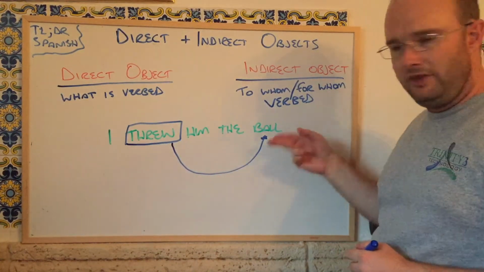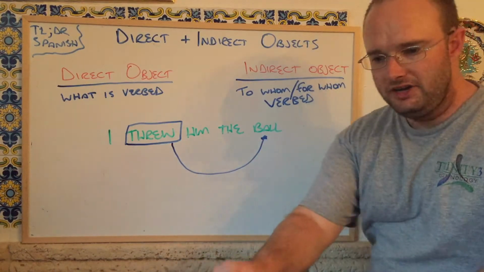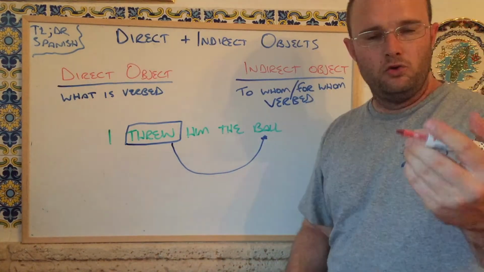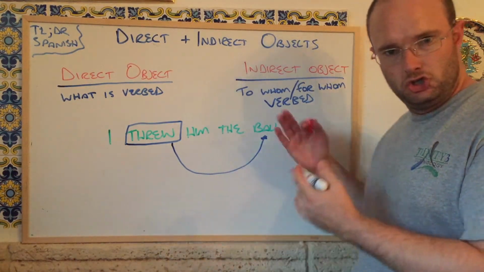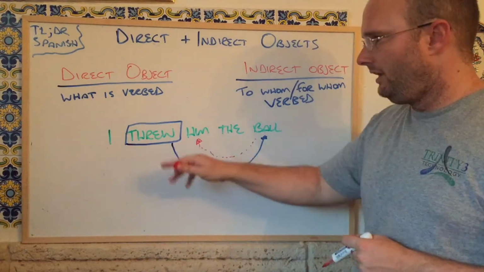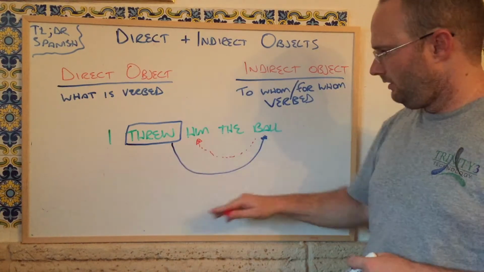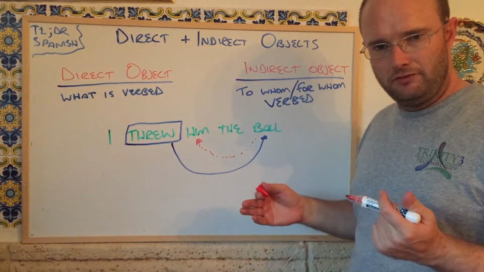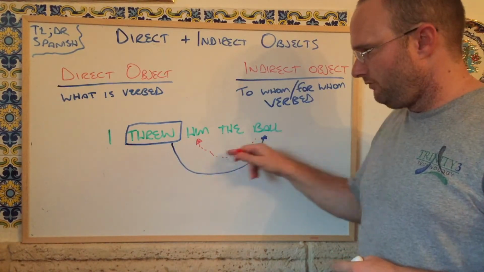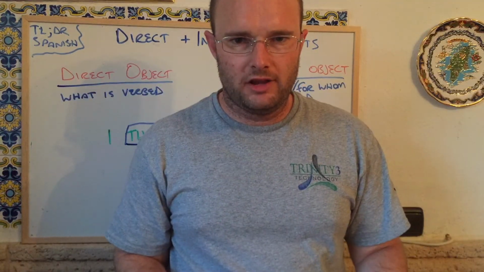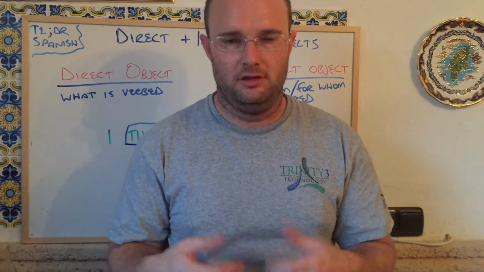To whom or for whom is the ball thrown? Now we need to look at our indirect object. And who this is indirectly happening to or for is him. So what is directly verbed? What is thrown? The ball is thrown. Who is it thrown for? It's thrown for him. If you're still not clear on the concept, I'm going to show you one more thing that I think will help.